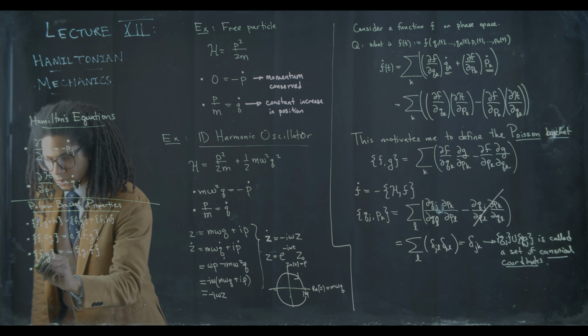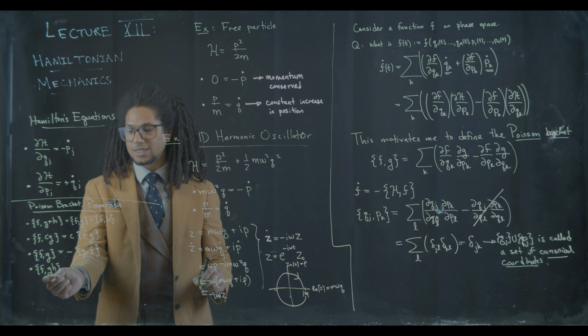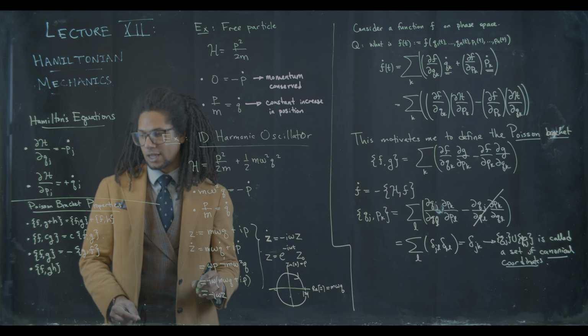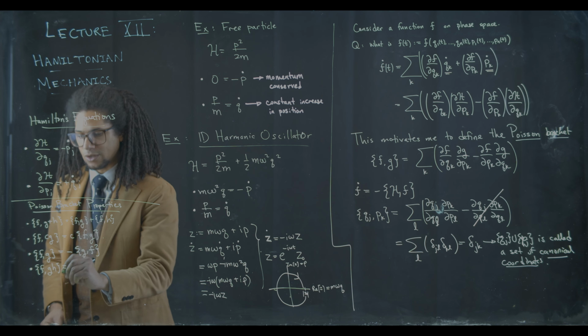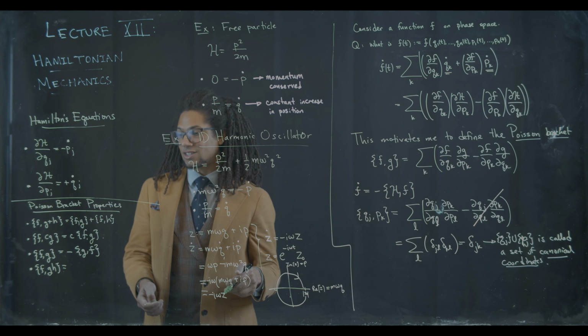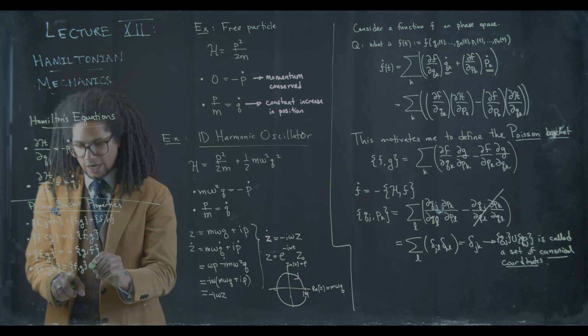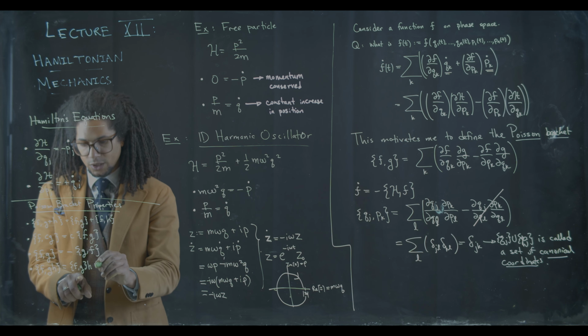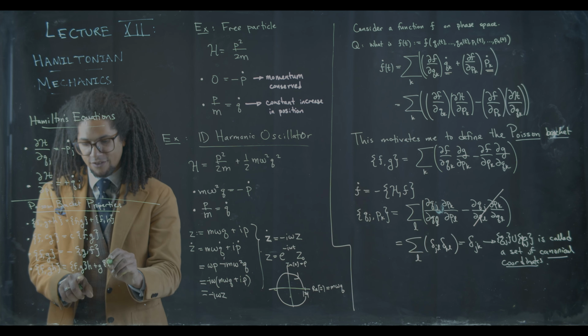Suppose I stick in a composite object, G times H, in the second term in my Poisson bracket. What's that going to be equal to? Well, it turns out that the Poisson bracket satisfies the product rule. Mathematicians would call this a derivation. Okay, so what is this? It's going to give me F bracket G times H plus G times F bracket H.